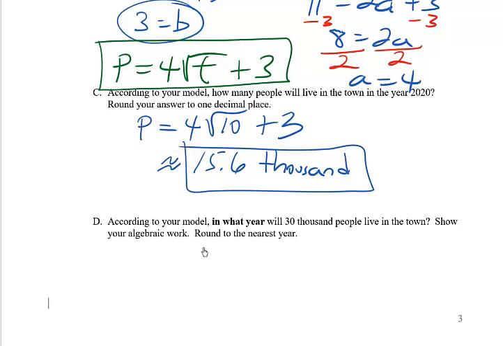Question D, I believe, is just a question in reverse. According to your model, in what year will 30,000 people live in the town? So I guess this will take place after 2020 when they're up to 15,000. How long is it going to be until there's 30,000 people living there? Well, again, it all just goes back to the model. I have P, I have T. This time they're giving me the P value. Don't write all those zeros, right? P is in thousands, so I just write 30 to mean 30,000. I fill that in, and then I would have to solve this equation for t.